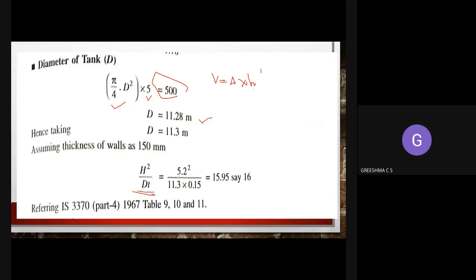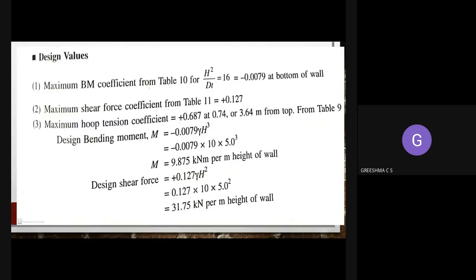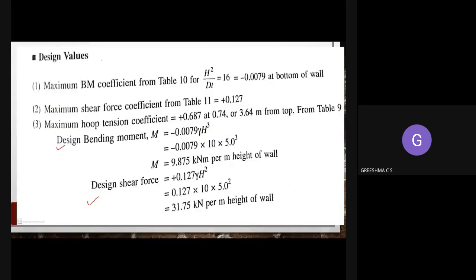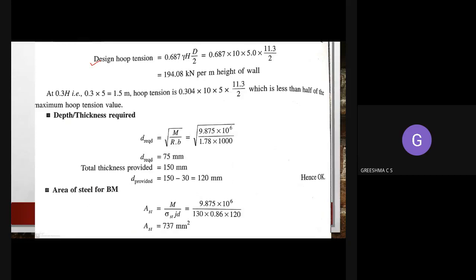H square divided by d into t. Here you need to find out the maximum bending moment, the maximum shear force, and also the maximum hoop tension. These are the maximum values that the design considers. So these three values you need to find out: bending moment, shear force and hoop tension.